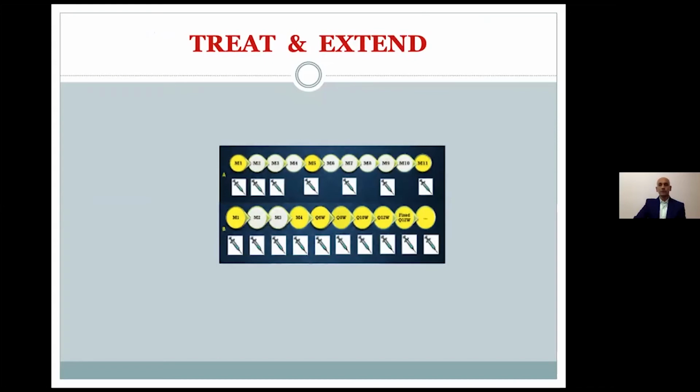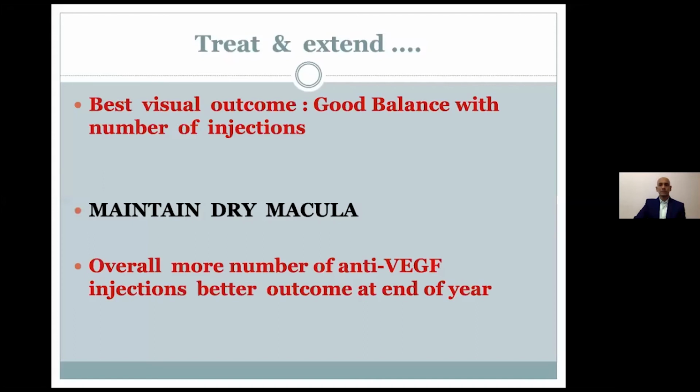What we have found, from our personal experience and that of retinologists throughout the world, is that we cannot follow the randomized controlled trial protocol wherein you keep on injecting monthly. So we found that treat and extend is the best balance, with a lesser number of injections, the best visual outcomes and maximum visual gain. Also, the macula is kept dry most of the time when you use this protocol.